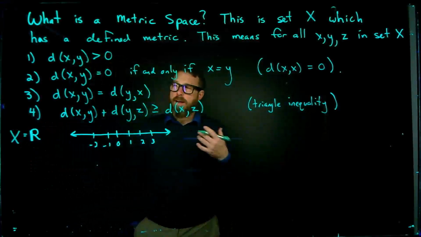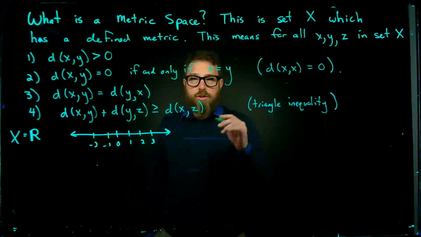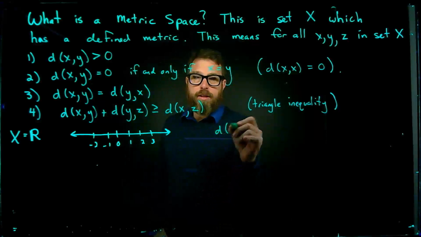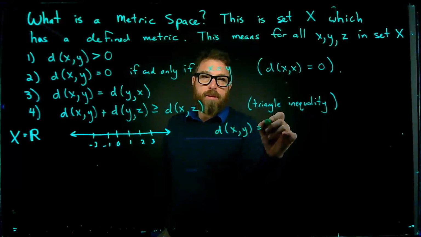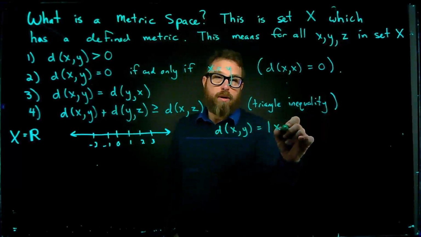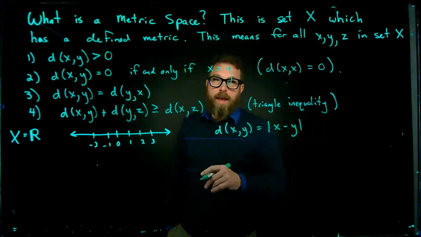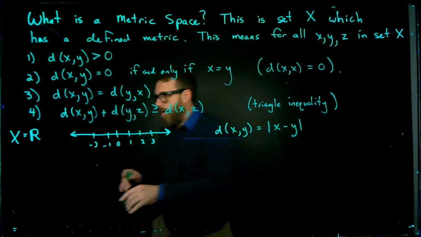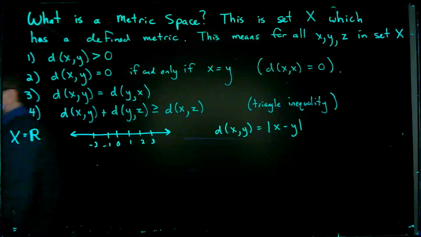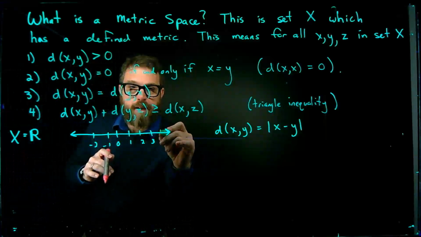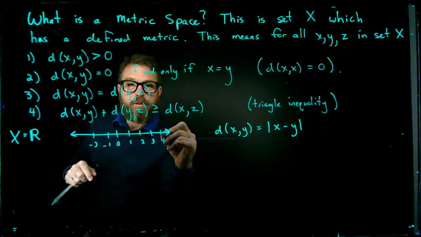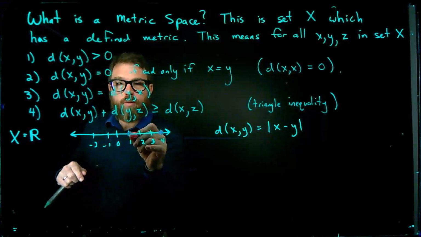And I have to define a metric on this set. That means the distance between any two points on this set, say x and y, is going to be equal to the absolute value of x minus y. And it makes sense because if I asked you informally, let's keep these things positive so it's a little more obvious, what's the distance between 4 and 1?